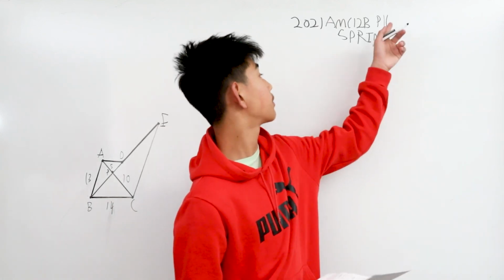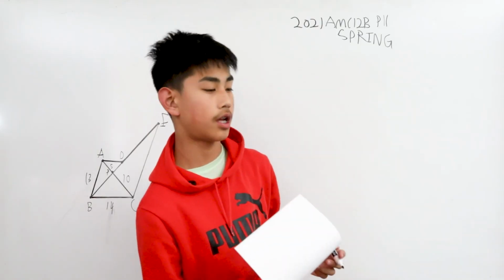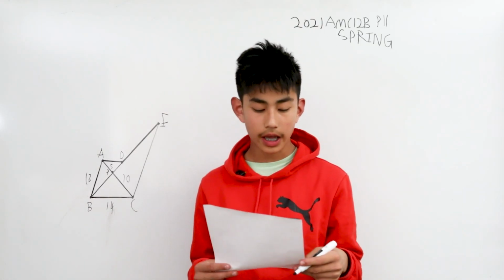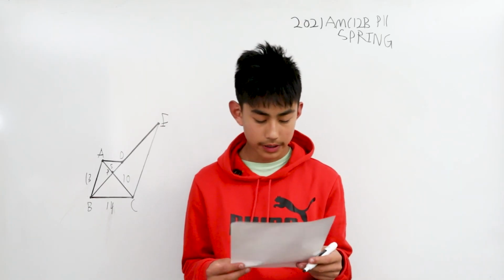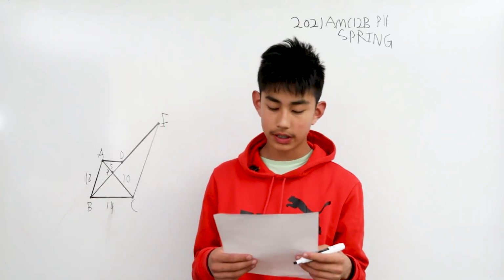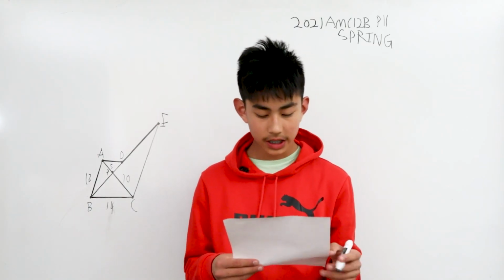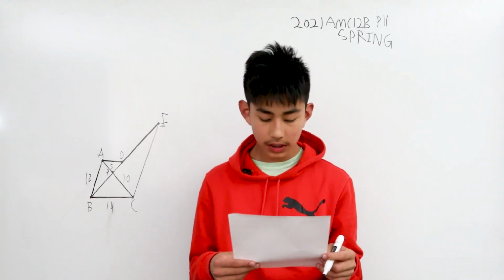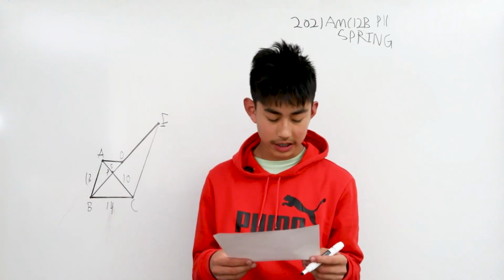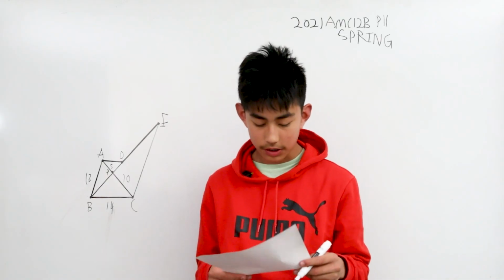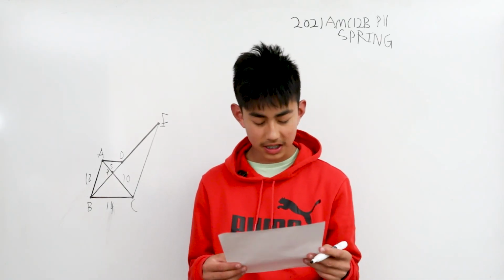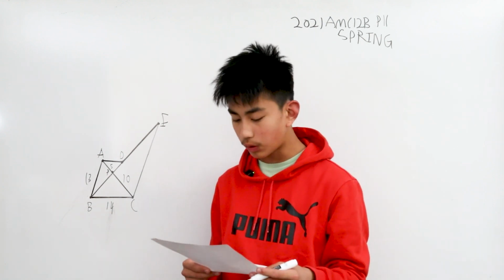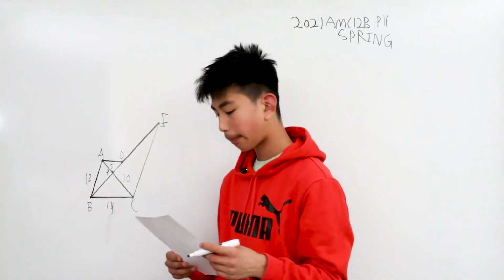We're solving problem 11 from the spring 2021 AMC 12B. Triangle ABC has AB equal to 13, BC equal to 14, and AC equal to 15. Let P be the point on AC such that PC is 10. There are exactly 2 points D and E on line BP such that quadrilaterals ABCD and ABCE are trapezoids. What is the distance DE?